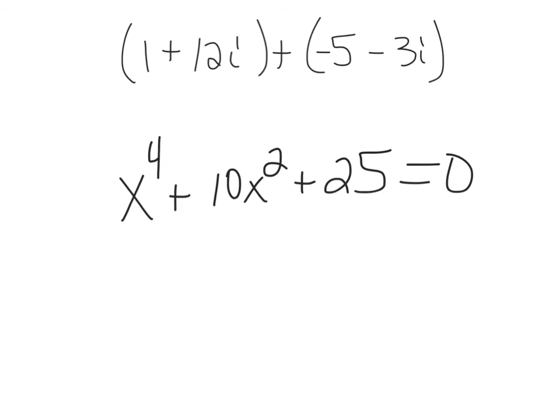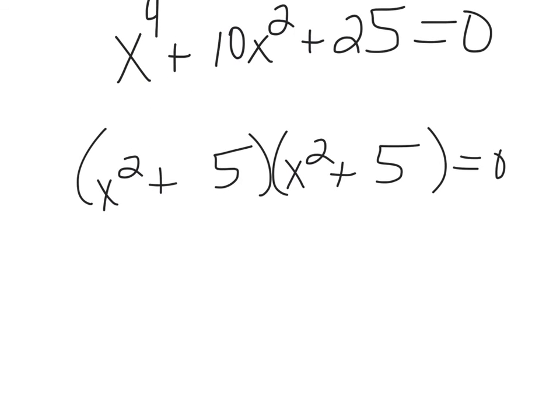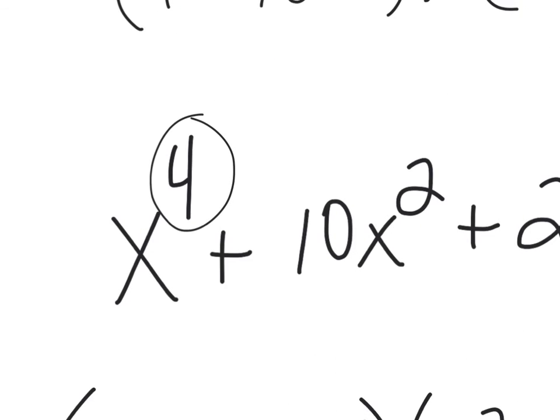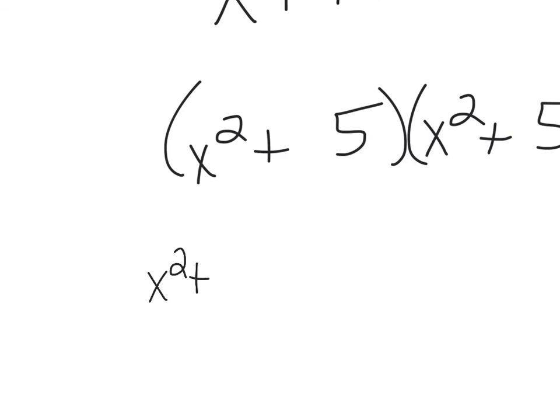Because they're all squares. Do you guys see that this is a perfect square trinomial? This isn't the difference of perfect squares, but this is a perfect square trinomial. What goes in the front of each parenthesis? x squared. Good. What goes in the back of each parenthesis? 5. What goes in the middle of each parenthesis? Plus. So if you are asked to find all of the zeros, how many zeros should you have with what you started off with? 4. So when I go to solve this, x squared plus 5 equals 0. x squared plus 5 equals 0.